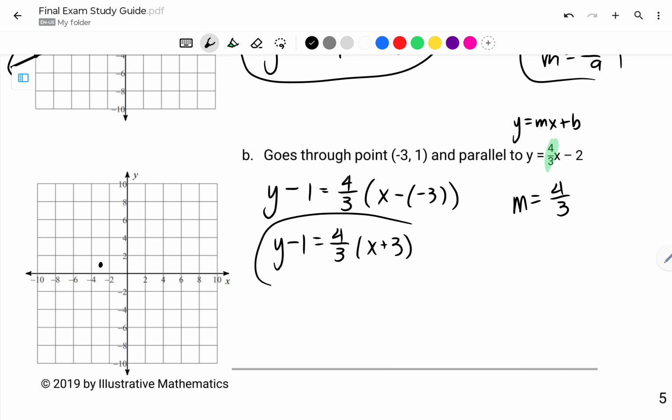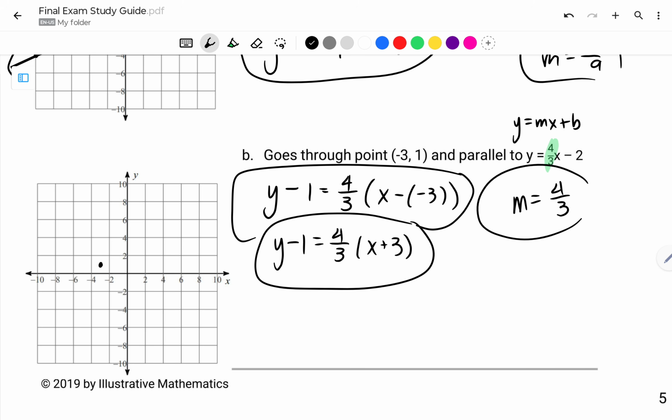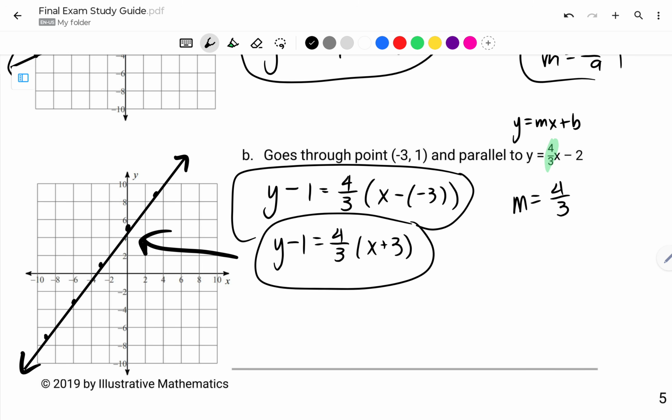And I need to make sure, so these are my equations of a line. I need to make sure it has that slope. So I'm going to go up 4, 1, 2, 3, 4, and then right 3, 1, 2, 3. And then I also want to go backwards, right? Down 4, left 3. Connect my dots, and I have my perpendicular. Or, sorry, parallel line.